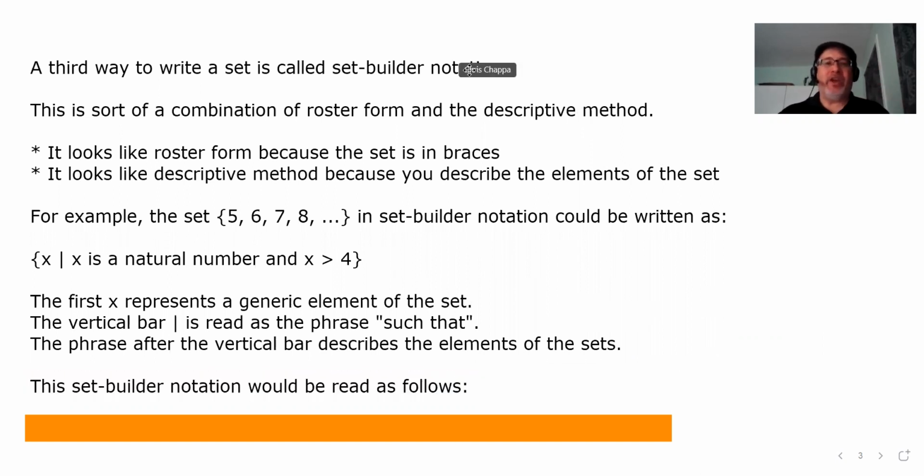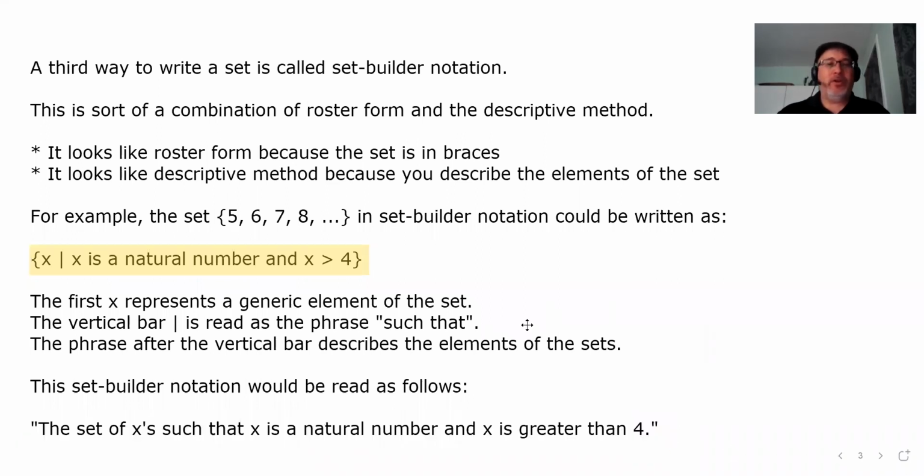So how do you read this thing? Well, this set builder notation, the one that we have here, would be read as follows. You start by saying the set of X's, or whatever the generic element is at the beginning. It's usually the letter X, but it can be other things as well. So you start by saying the set of X's. Make sure you say it plural. And then the vertical bar is read such that, and then you read the description. X is a natural number and X is greater than 4. It's really not difficult. As long as you remember to start by saying the set of X's, plural, such that, and then just read whatever is after it.